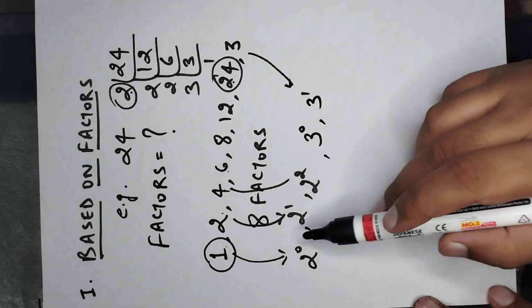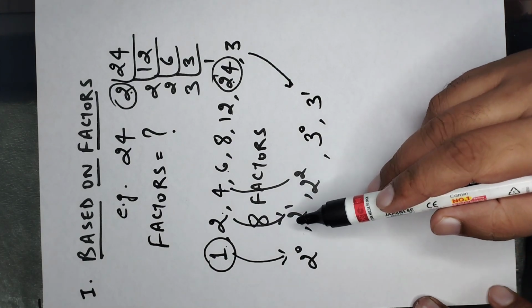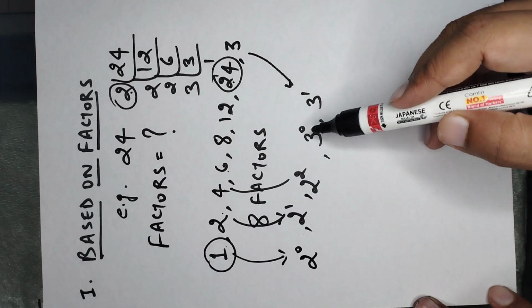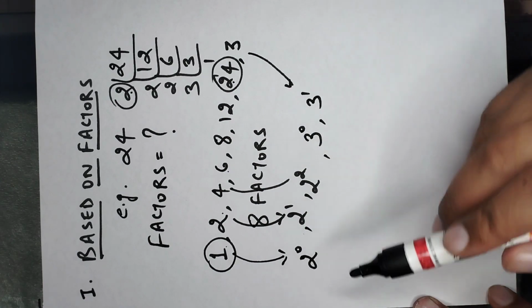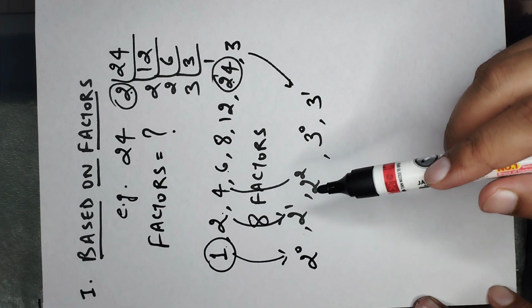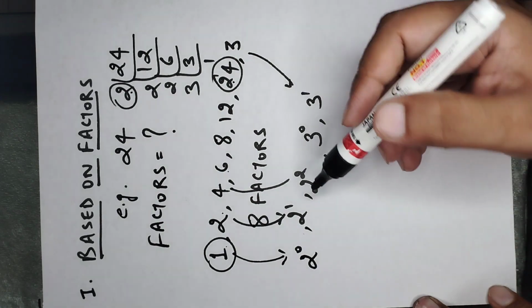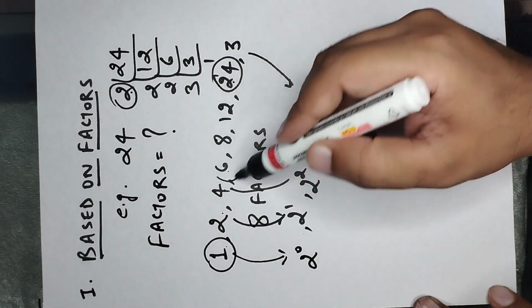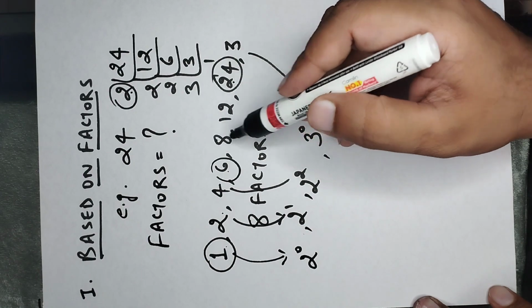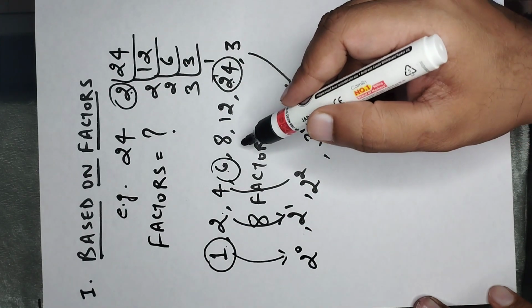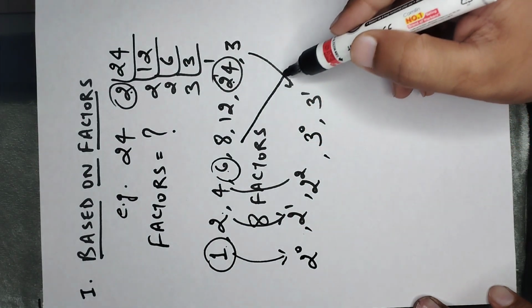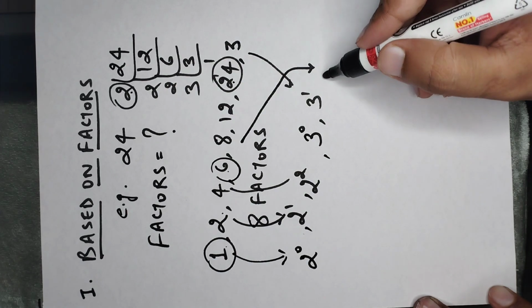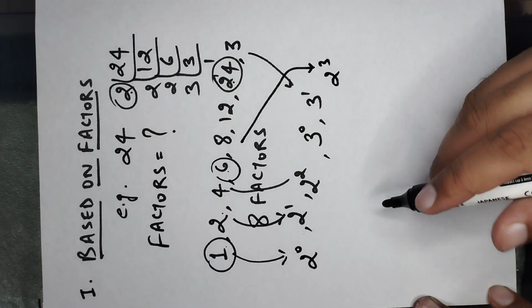So there are plenty of ways of writing these numbers: 2 raised to the power 0, 2 raised to the power 1, 2 raised to the power 2, 3 raised to the power 0, 3 raised to the power 1. Now I have written these 5 factors like this. Now what about the remaining factors, like this 6? I can also write this 8 as 2 raised to the power 3.